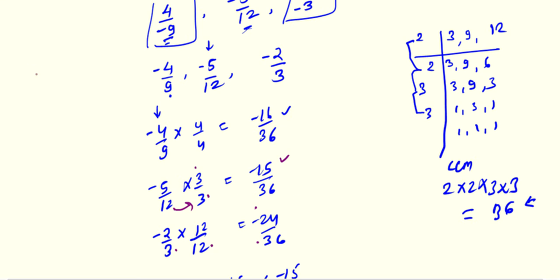Okay. So in these rational numbers, you know very well that the denominators are equal after the LCM and this calculation. The first numerator is -16, the second one is -15, then -24. Whenever we have negative numbers, the bigger negative number is always smaller.